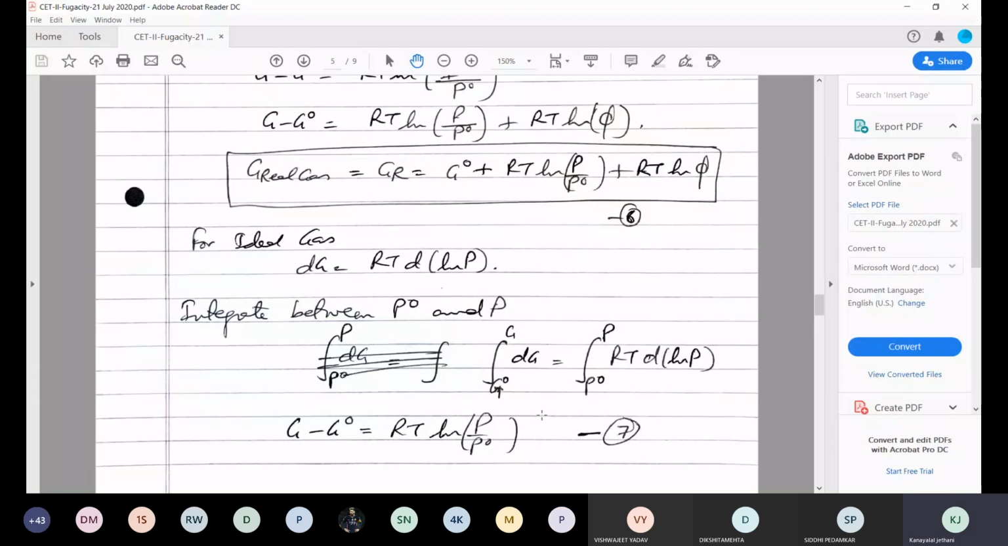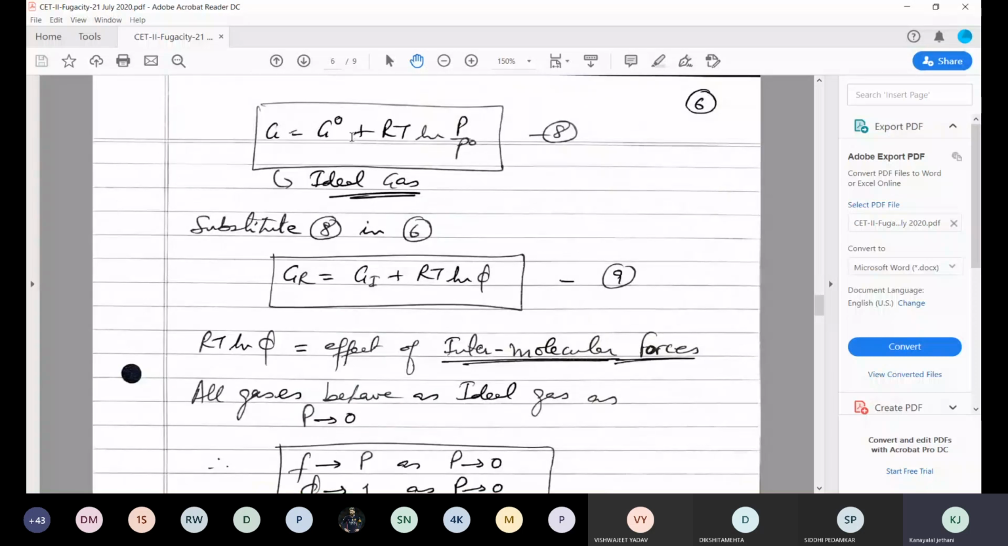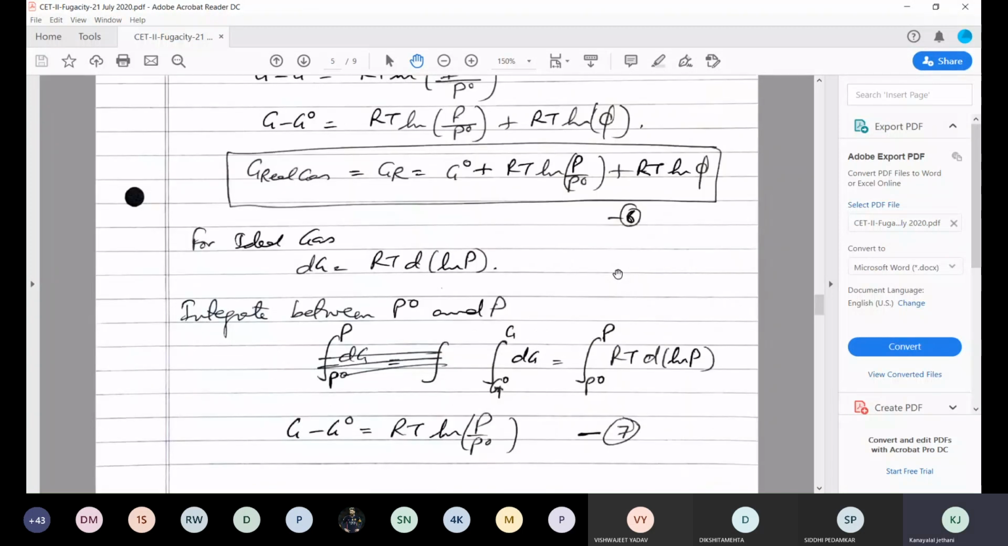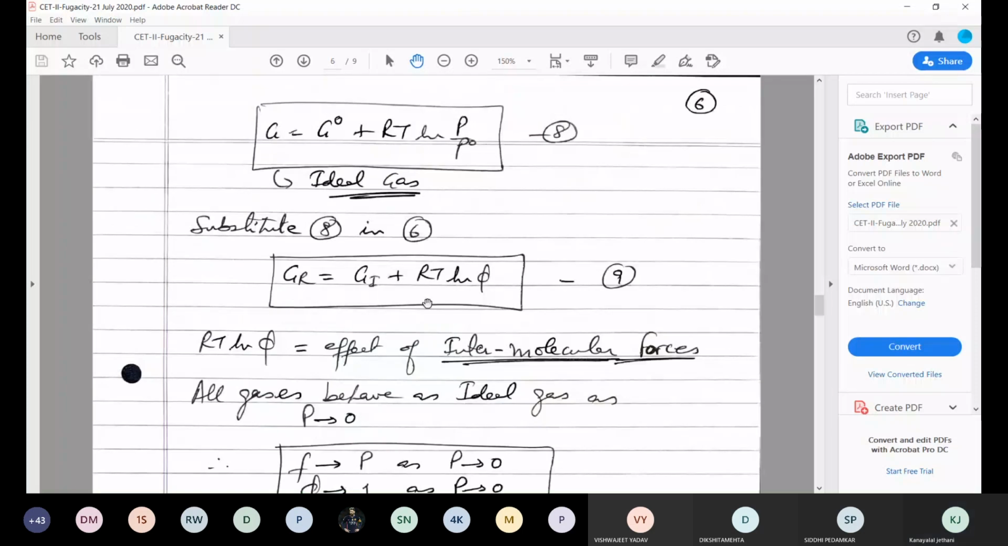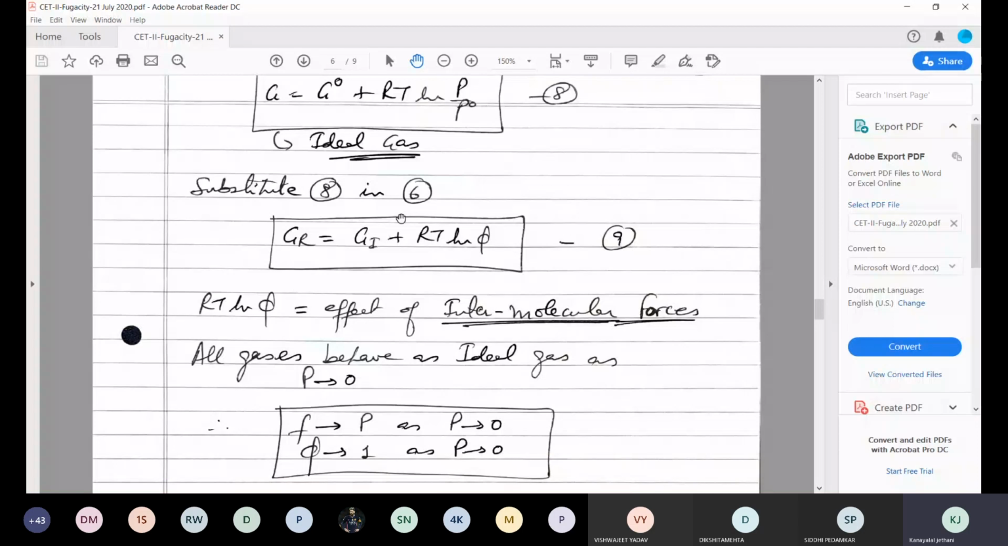So equation 7, you can take G0 on the right side. What you get is G equal to G0 plus RT ln P by P0. Now this is for ideal gas, right? This is for ideal gas and this is for real gas, right? So we can write G for real gas is equal to G0 plus RT ln P by P0, which is G for ideal gas, plus RT ln phi. ये लिखा है यहाँ पर. So Gibbs energy for real gas is equal to Gibbs energy for ideal gas plus RT ln phi. And this term actually represents the intermolecular forces of a real gas.